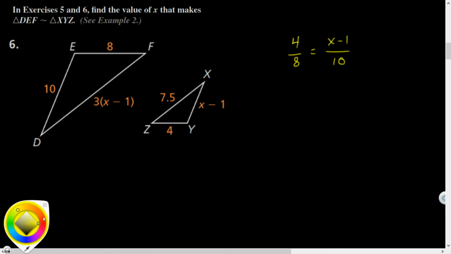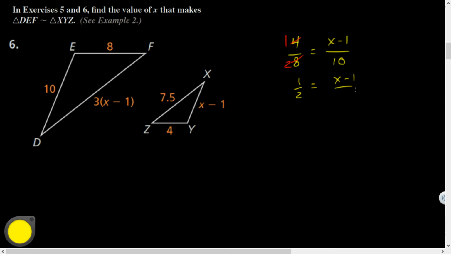All right, and this should be sufficient for me to do a comparison. I can reduce the 4/8, 4 goes into both of those. 4 goes into 4 once and into 8 twice. So I will have 1/2 equals x minus 1 over 10. Some of you I know like to do the cross multiplication. That's perfectly fine. We'll do cross multiplication this time.